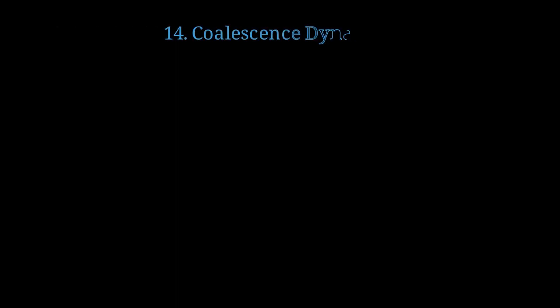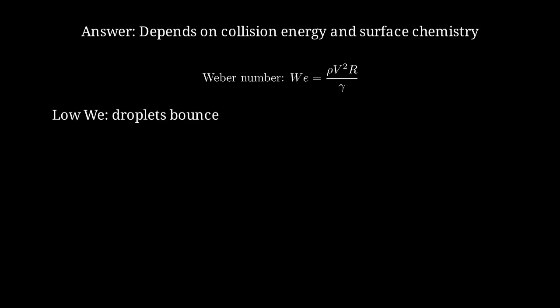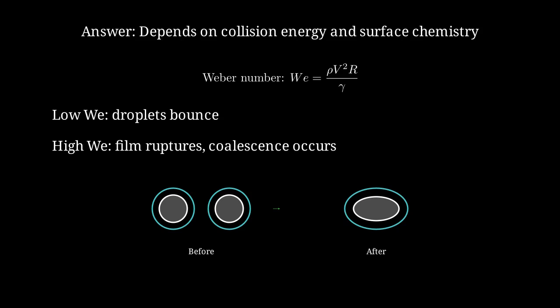When inverted droplets collide, they can merge in complex ways. Do inverted droplets merge easily when they touch, or do they bounce off? It depends on the collision energy and surfactant layer strength. The Weber number equals density times velocity squared times radius, divided by surface tension. At low Weber numbers, droplets bounce elastically without merging. At high Weber numbers, the thin film between droplets ruptures and they coalesce. Two inverted droplets approach and merge, forming a single larger droplet with a combined air core.